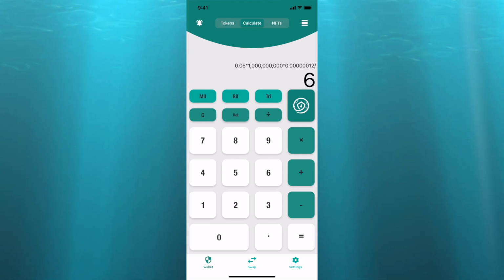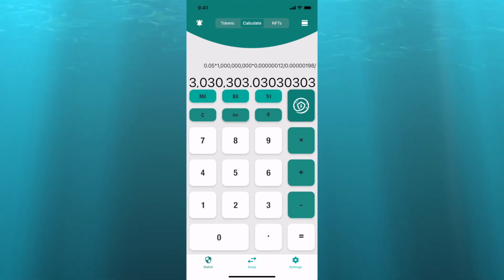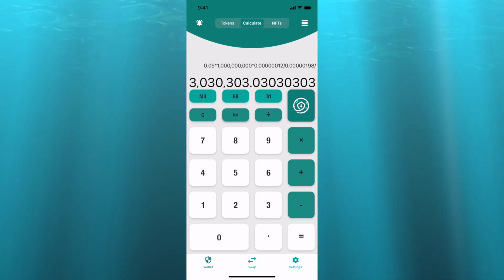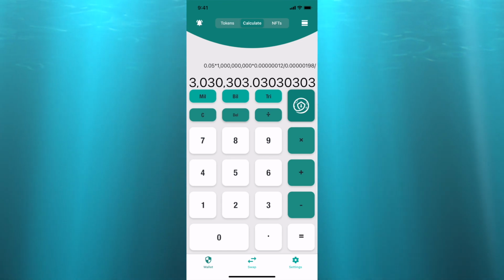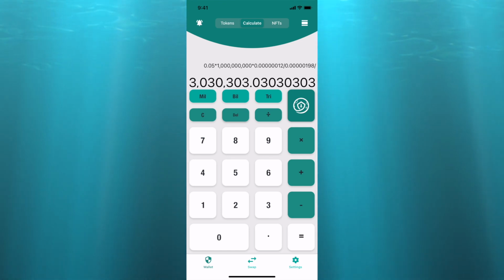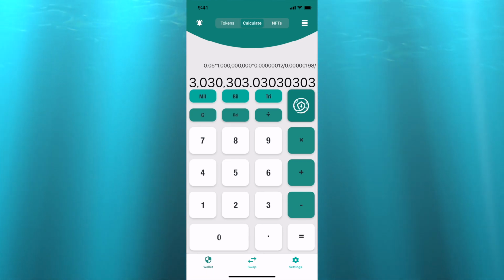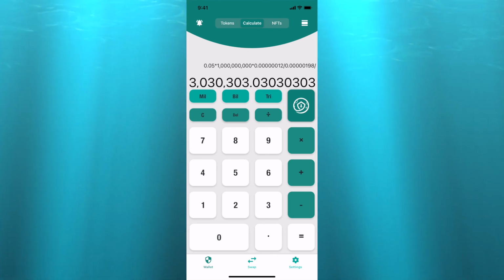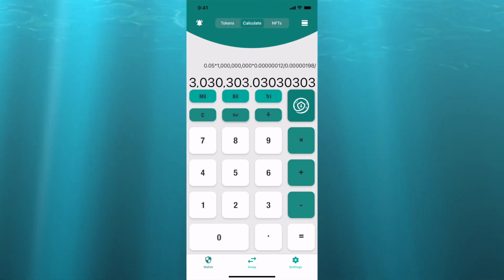We're just going to use this here. So we get 3,030,303 tokens. We're just going to use that based on the Safemoon current price. On my sheet it actually is different, but we'll just use this right now. So bam, 3 million tokens.